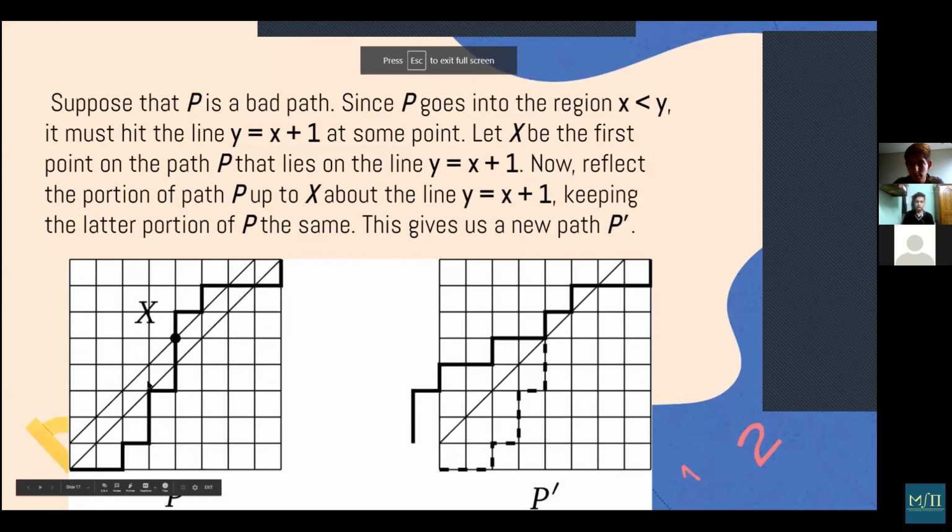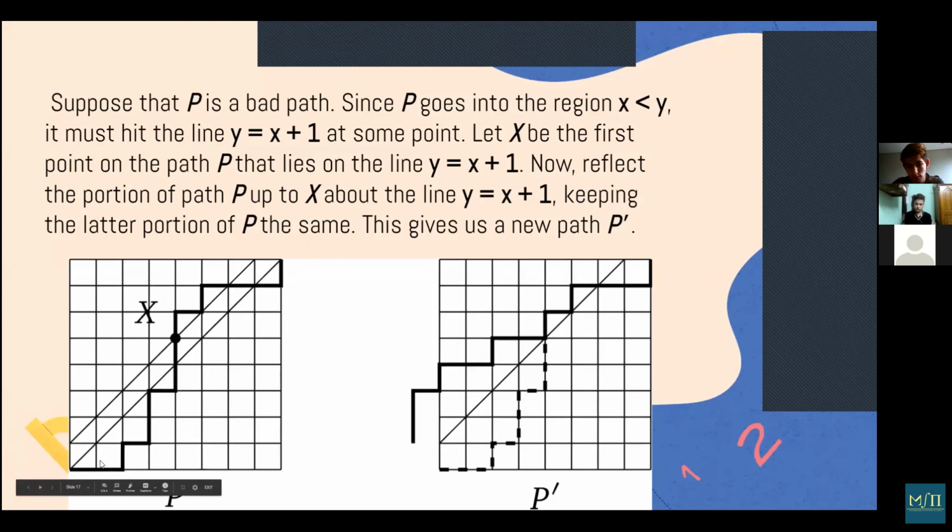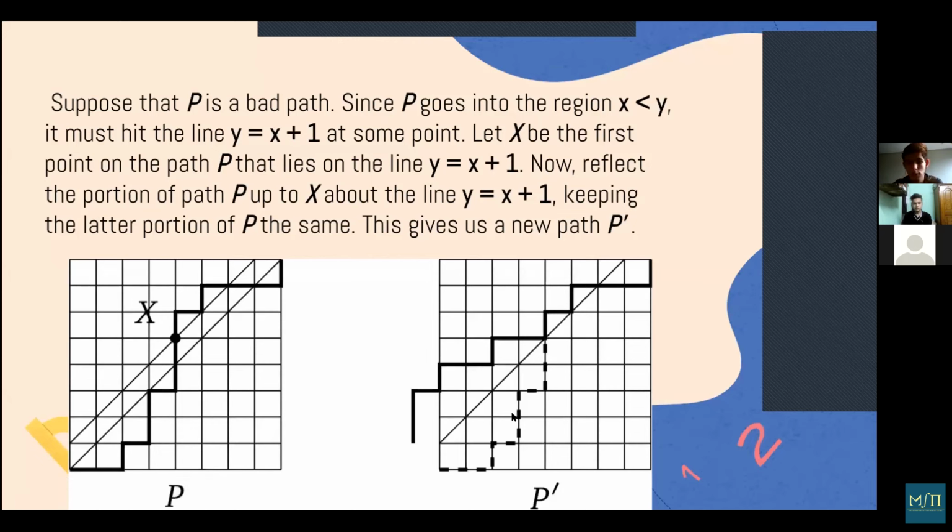This graph. All right. We have got a bad path. I'm assuming that you know at least what bad paths are based on my poor explanation. But bad paths are basically paths that hit this line, right? This line y is equal to x plus 1. And so if P is a bad path and it hits this line at a point x, then what we will do is we'll reflect this particular path about this axis, and we'll obtain a new path, P prime, right?